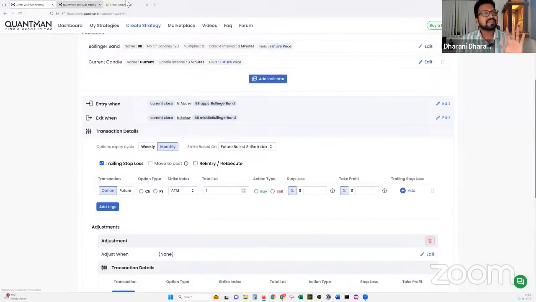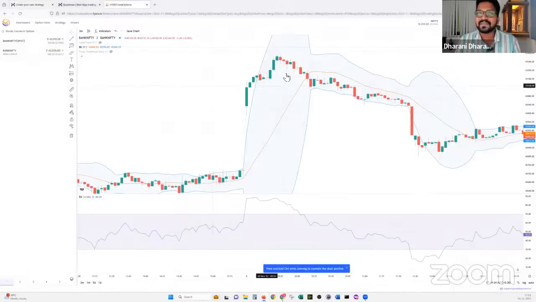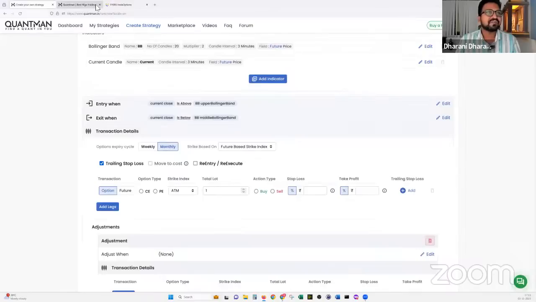So it's going to be below, and then I save it. Now we have just given the instruction, very simple. If the current candle closes above the upper Bollinger Band, I'm just going to take my entry. And I'm going to exit my trade whenever the current candle closes below the middle Bollinger Band. Now it's easy.